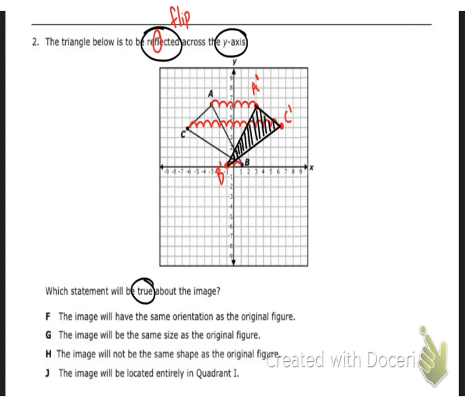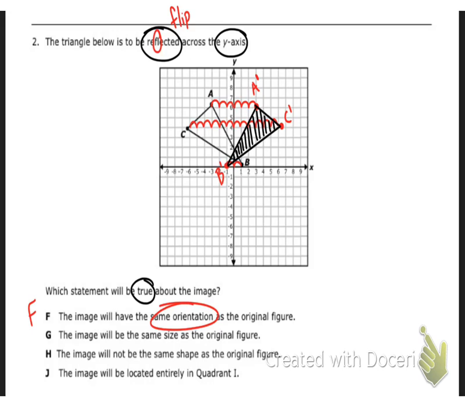Now, let's see what they're talking about. What is true? So F says the image will have the same orientation. And what does that word orientation mean? It means the position it is facing. So tell me, are they facing the same position? And notice after the reflection, no, they're not. So F is going to be false. And I always go through all of them because remember, I'm looking for true.